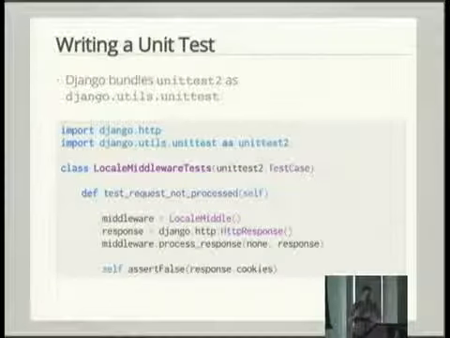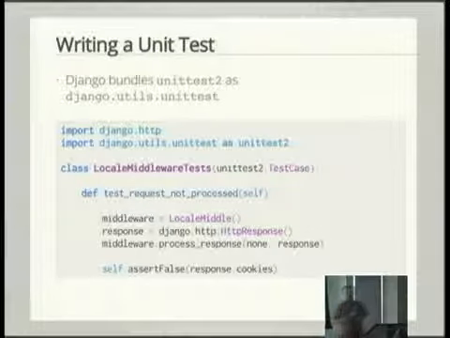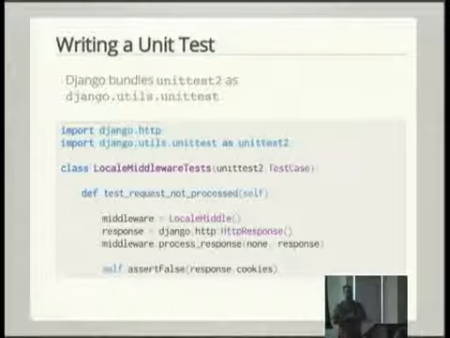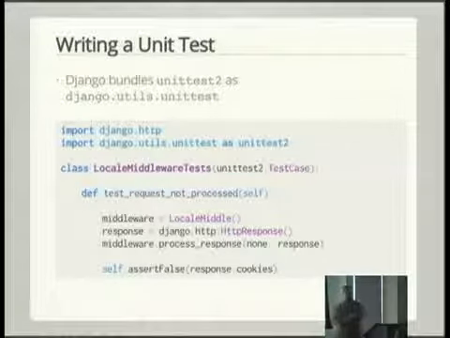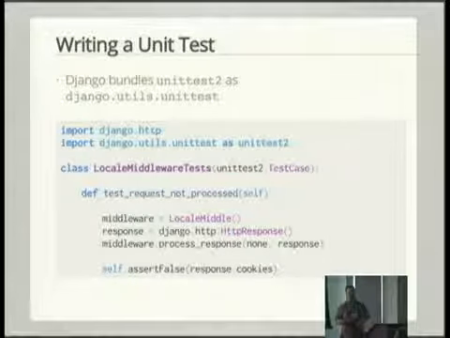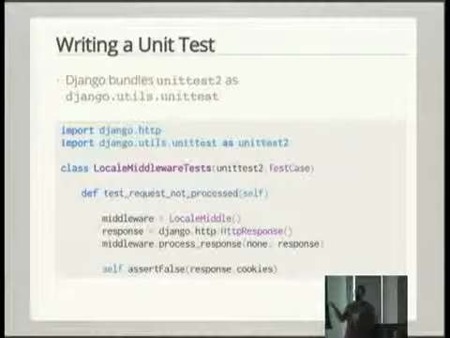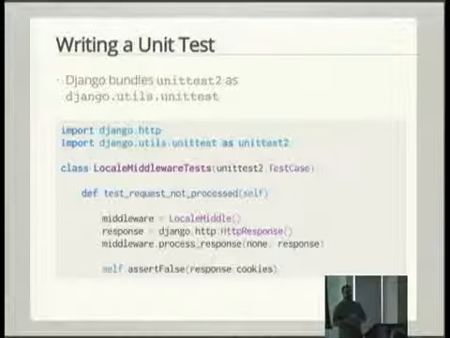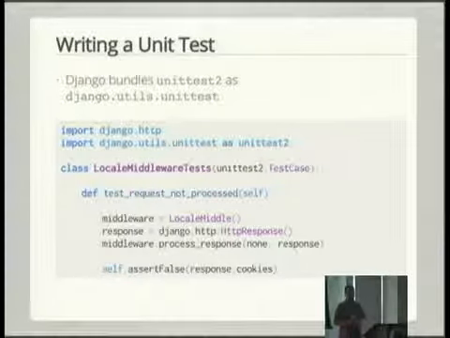A unit test, I'm going to show you a really simple unit test here. So Django bundles unittest2 with it starting with 1.4, I think. Unittest2 is an improvement to the Python standard library unittest, and that's been included, I think, since 2.7. So if you're running on like 2.6, you can basically always import the Django version and you'll be confident that you can use the newer features of unittest2. So this is sort of the pattern.